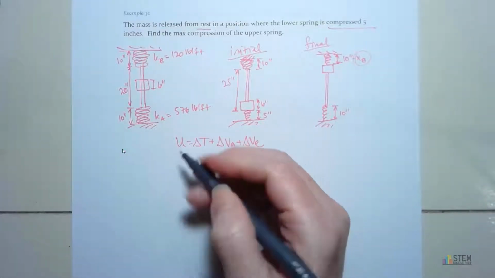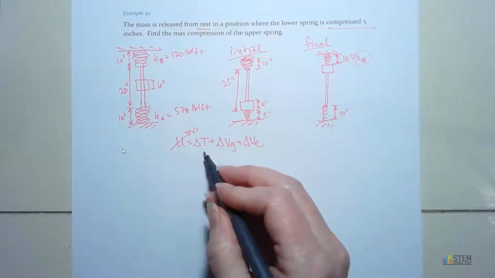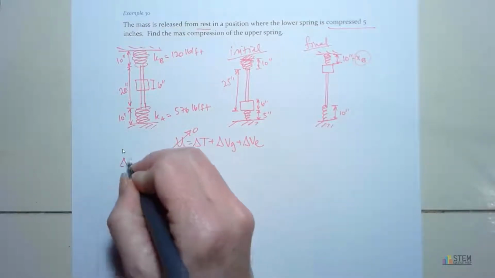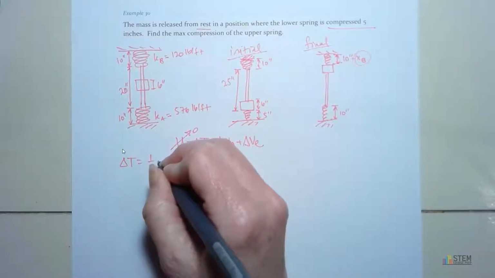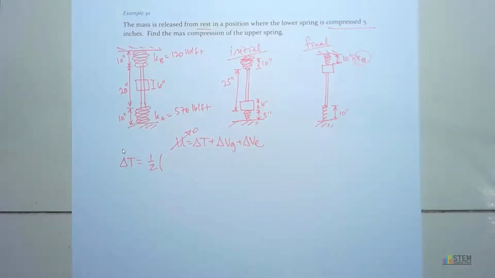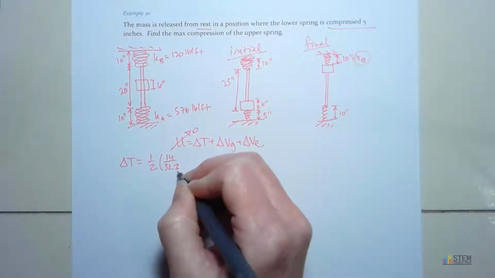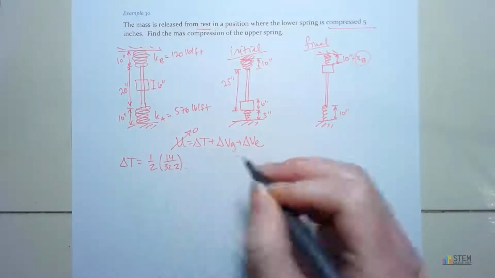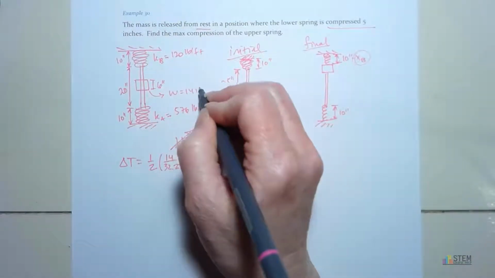Okay, so to start off with, U, do we need to do anything with that? No, because we don't have an external force, so that goes away. And then delta T, let's go ahead and look at delta T. That's going to be 1/2, and then we're going to have the mass. What's the mass going to be? The mass is going to be 14 over 32.2. You might be wondering where that came from. I forgot to write it down here, but the weight of this is 14 pounds.